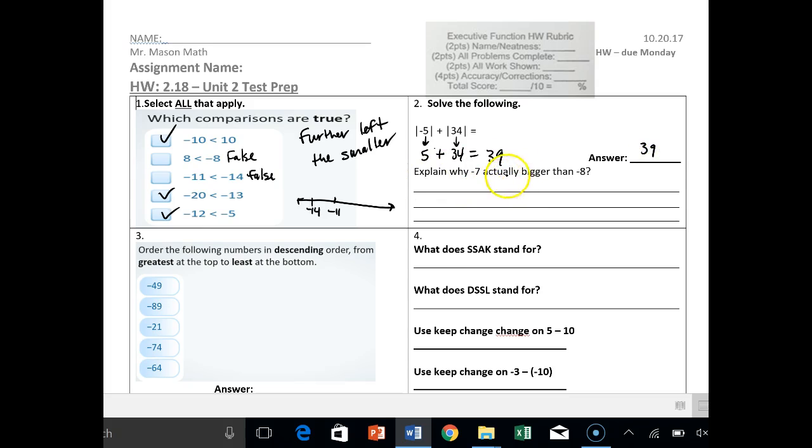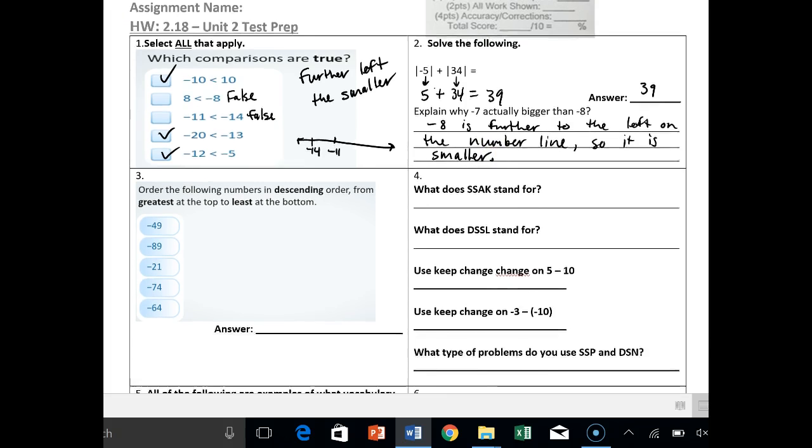Now explain why negative 7 is actually bigger than negative 8. Well, you could just say negative 8 is further to the left on the number line, so it is smaller. You could also say negative 7 is closer to 0, so it is bigger, right?